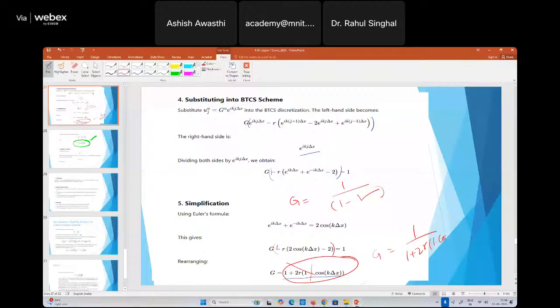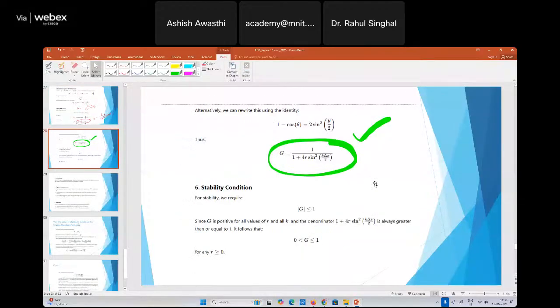And this is always less than 1, does not matter whatever R is, because you look at the denominator: 1 plus 4R sine square K delta X by 2. It is always greater than 1. So the modulus of G is always less than 1, then it is stable, and it does not depend on R. So this scheme is stable for any R. Okay, any R, and R is always positive. So you can say it is stable for any R.